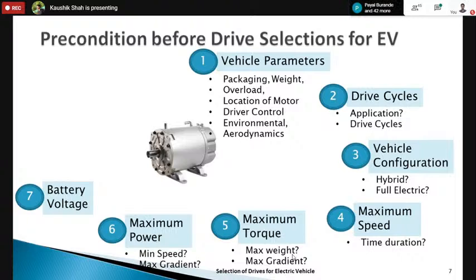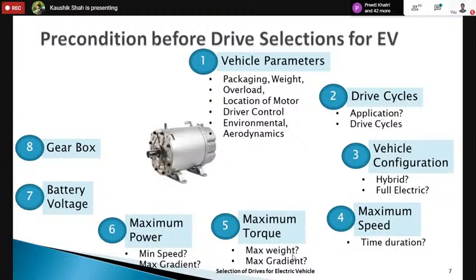So what is a voltage selection? Again, these are all architectural calls. It's a vehicle architecture, and I'll tell you that people take a lot of time in terms of deciding the system voltage. It is not a very simple game. So this is also required before the drive selection.